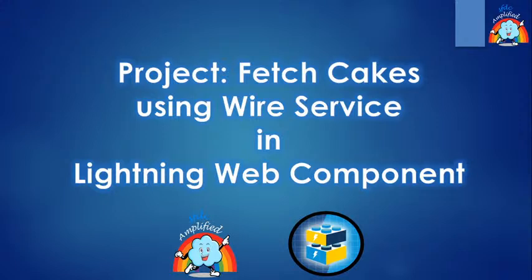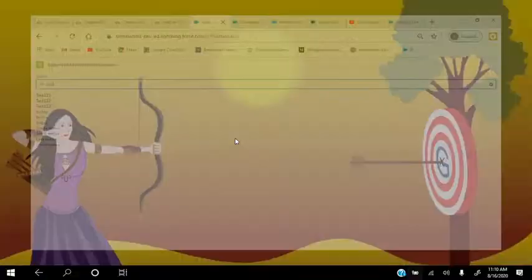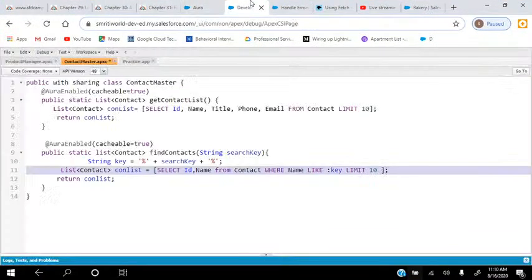Now we can understand more by using the same example but in a little more depth, using the fetch cake project using the wire service in Lightning Web Component. So this will be a little interesting for you. What we are doing is accessing the cakes, and whenever we make any changes, we get that cake itself. So let's see the demo first.